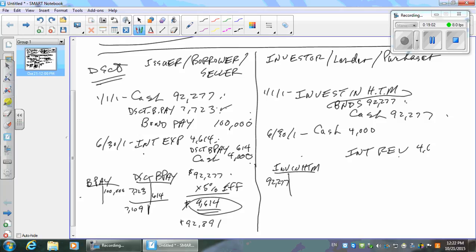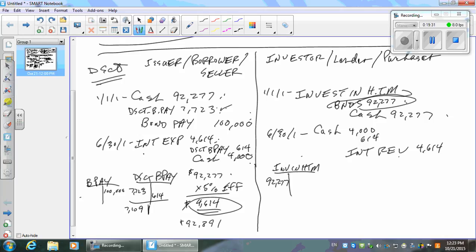4,614. 4,614. Fantastic. And what's going to happen to the 614? Here we're amortizing the discount too, but we don't have a discount account. But the discount's still there. What's going to be paid off at the end on this bond? It's on the books at 92,277. What's going to be paid at the end? 100. What do we want that to grow to by the end? 100. You got it. Over the 10 payments, it's going to grow to 100, right, with its amortization.